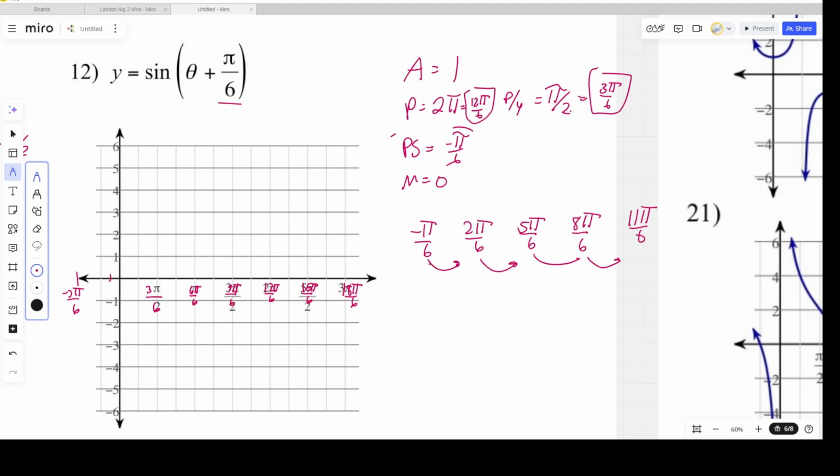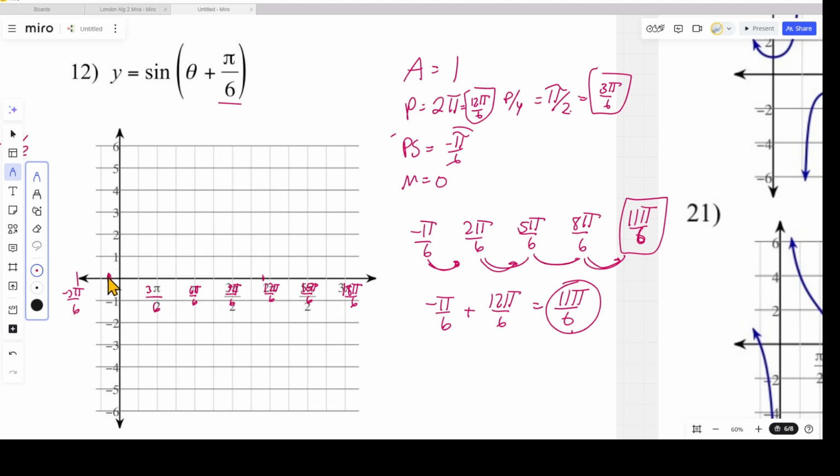So I added 1/4, 2/4, 3/4, 4/4. So I guess at this point I've added a full period. Normally I do that separately. I take my starting point and add a period, 12 pi over 6. But I guess that's the same as adding 4/4. So the end of my box will occur at 11 pi over 6. Here's my start, and if I go over a full period, it should end at 11 pi over 6.